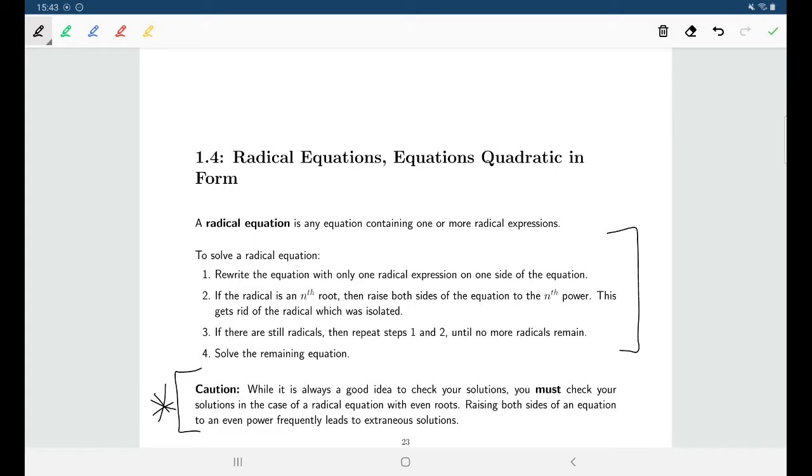So I will say here that although it's nice to check your solutions for most equations, it's a good idea to if you have some spare time. In the case of a radical equation, it's mandatory. If you have even roots, you must check your solutions, and that's part of the work that I want to see you do when you're solving your problem. I also want to see you showing me you checking your solutions. And so we'll see a bunch of examples about that going forward. Start with the first problem.